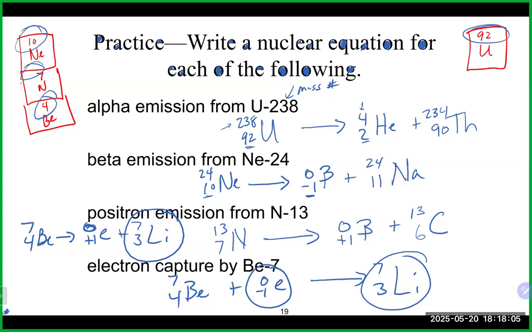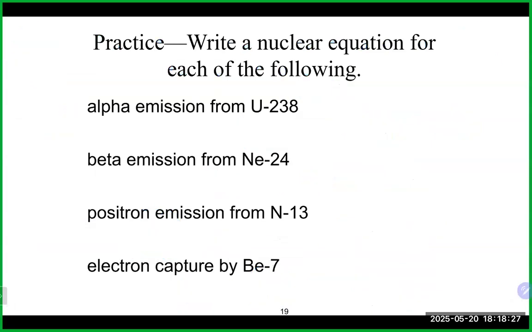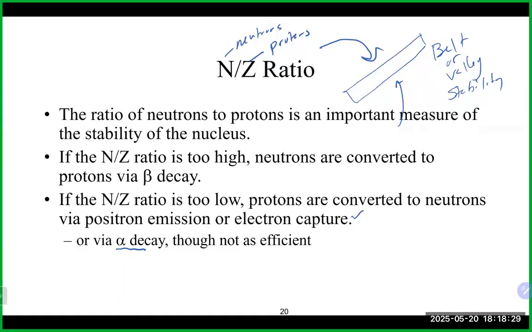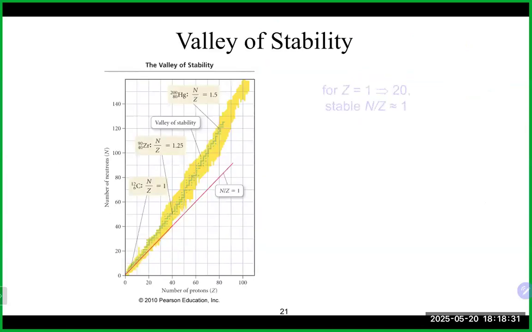So too low, positron emission or electron capture. And that will bring the ratio back up to a more stable situation. Will it make it perfectly stable? The answer is no, but it may in certain cases, but it will at least move it to a more stable arrangement. And if the ratio is too high, it will bring it back down to a more stable arrangement.